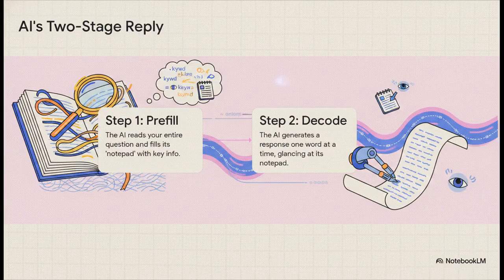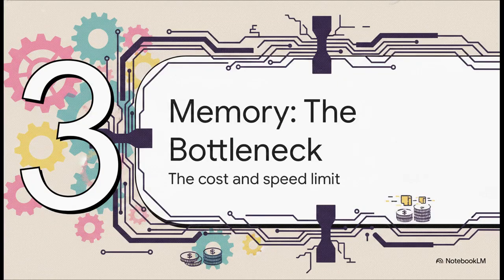And this all happens in two quick steps. First, there's the pre-fill part. This is where the AI reads your entire question in one go and just crams all the important info onto its notepad. Then comes the decode stage. This is the cool part. It actually generates its response one word at a time. And for each word, it glances back at its notes to stay on track. Pretty neat, right? So that sounds pretty smart and efficient, doesn't it?